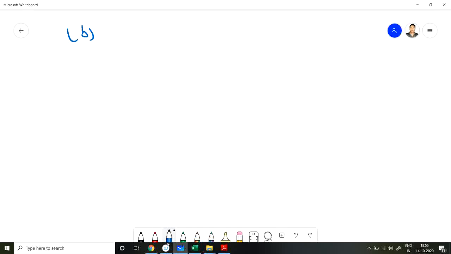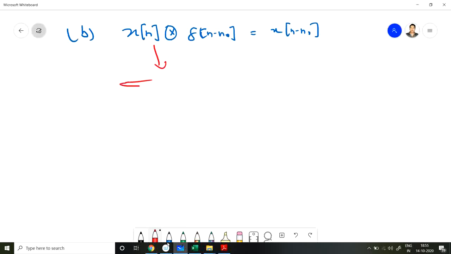So let us solve part b. What is part b? The relation is, we have to prove that x[n] convolution with delta[n minus n naught] is equal to x[n minus n naught]. Now again, if we see the definition of this, then comes summation k equals minus infinity to plus infinity x[k] delta[k minus n naught].